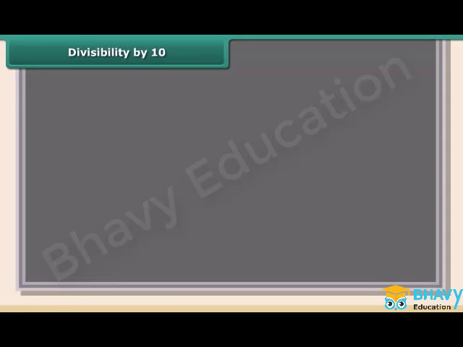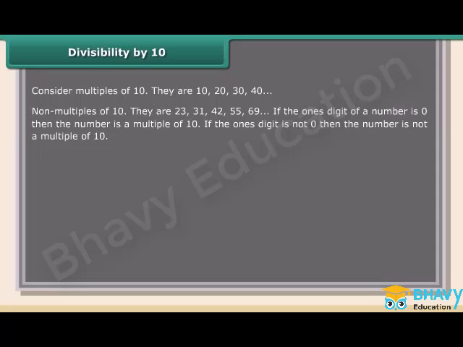Divisibility by 10. Consider multiples of 10. They are 10, 20, 30, 40. Non-multiples of 10. They are 23, 31, 42, 55, 69. If the ones digit of a number is 0, then the number is a multiple of 10. If the ones digit is not 0, then the number is not a multiple of 10.